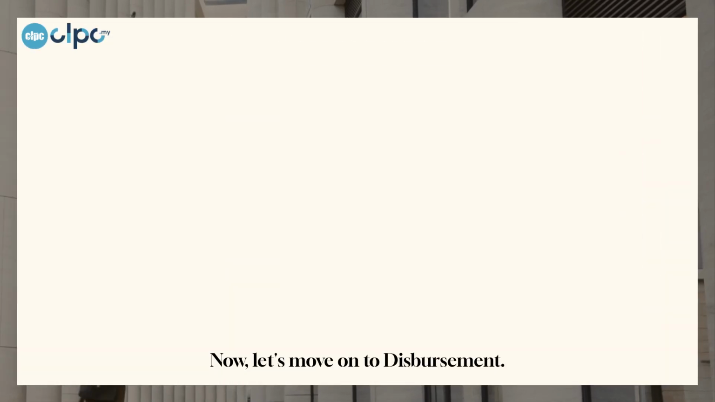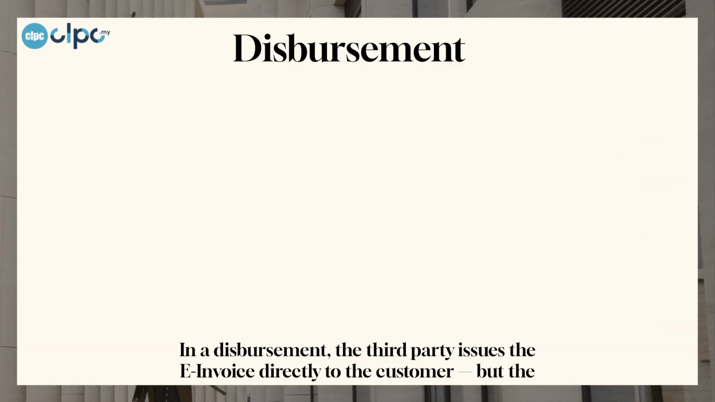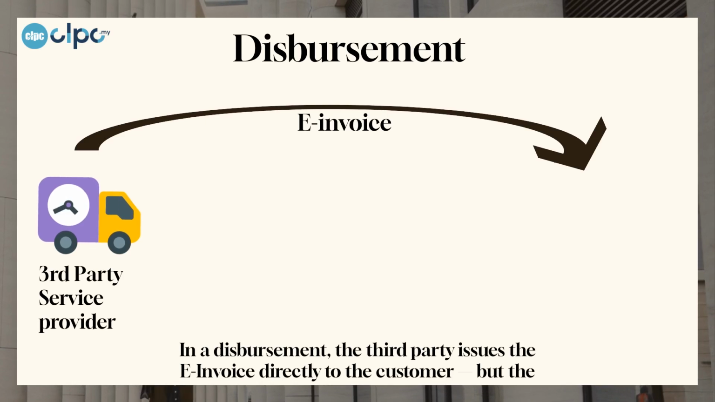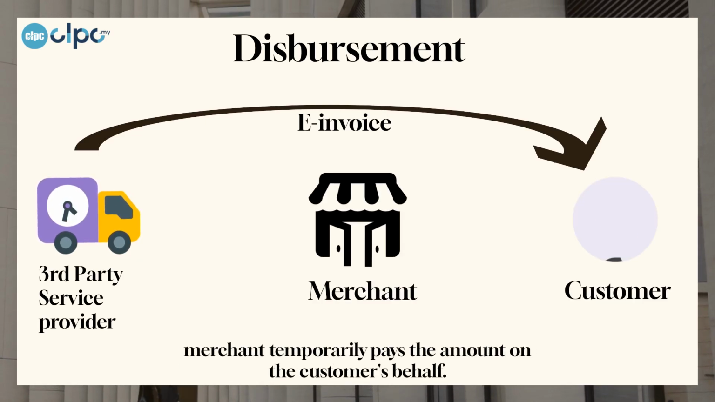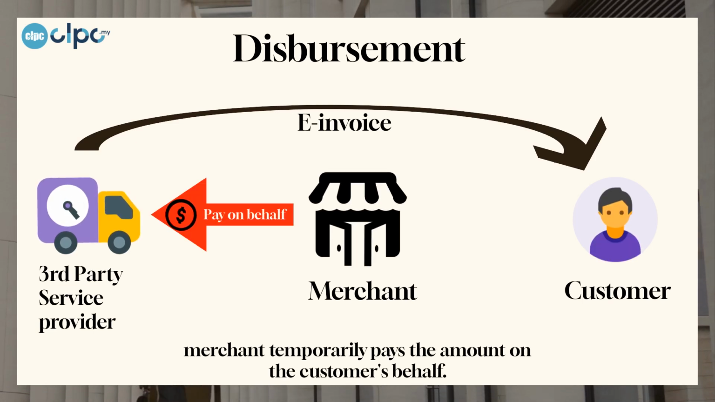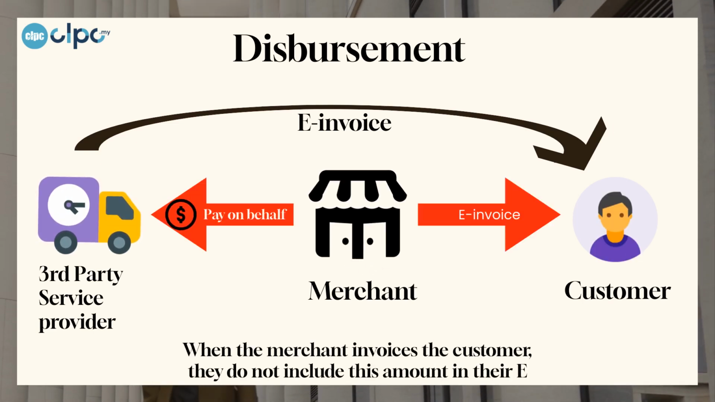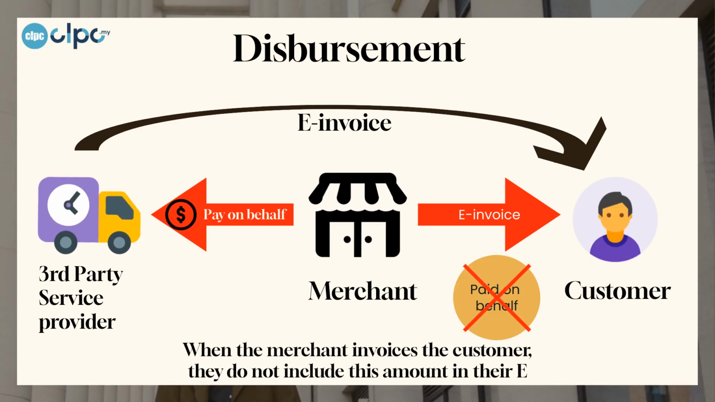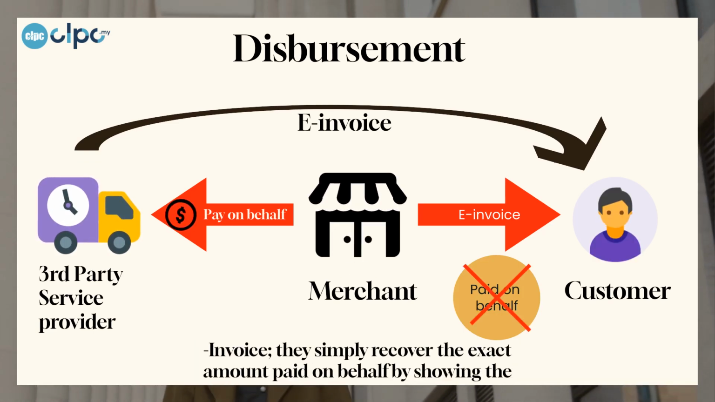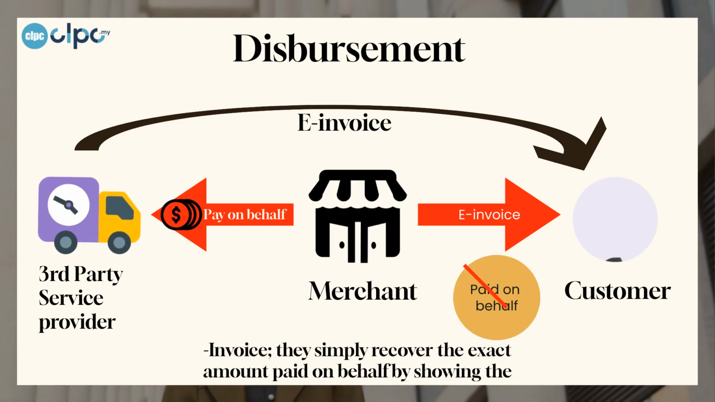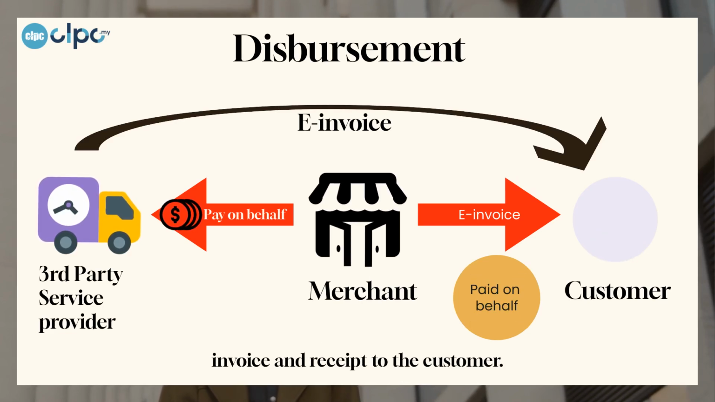Now, let's move on to disbursement. In a disbursement, the third party issues the e-invoice directly to the customer, but the merchant temporarily pays the amount on the customer's behalf. When the merchant invoices the customer, they do not include this amount in their e-invoice. They simply recover the exact amount paid on behalf by showing the invoice and receipt to the customer.